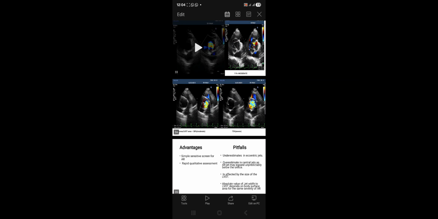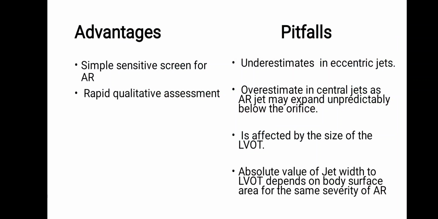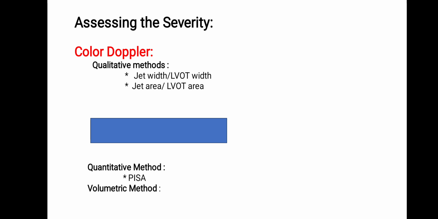Advantages and pitfalls. It is a simple, sensitive screen for aortic regurgitation and a rapid qualitative assessment. Everyone can do it in the echo lab. Pitfalls: it underestimates in eccentric jets and overestimates in central jets, as the jet may expand unpredictably below the orifice. It is affected by the size of the LVOT. The absolute value of jet width to LVOT depends on the body surface area for the same severity of AR.